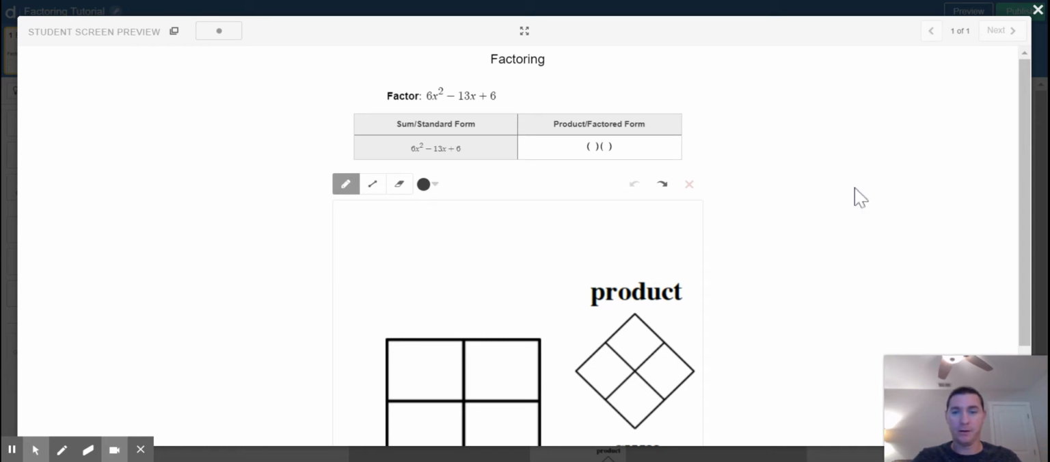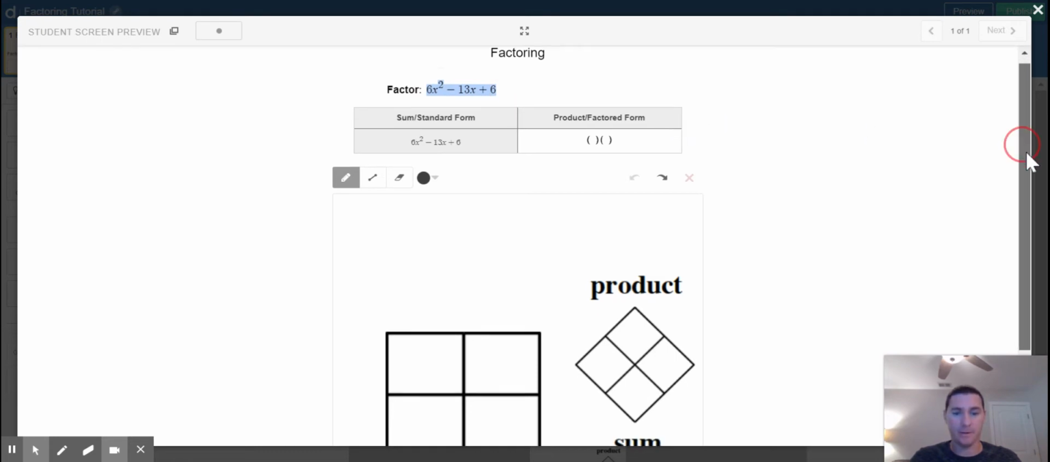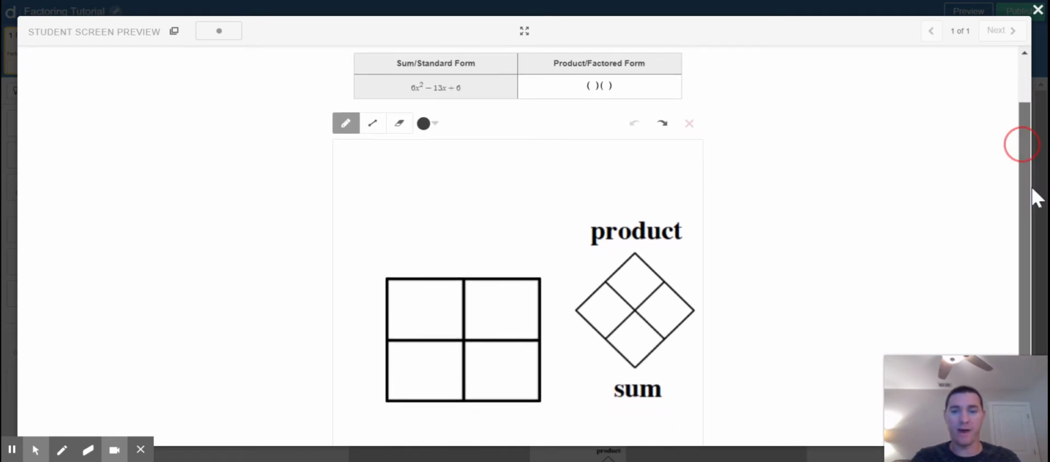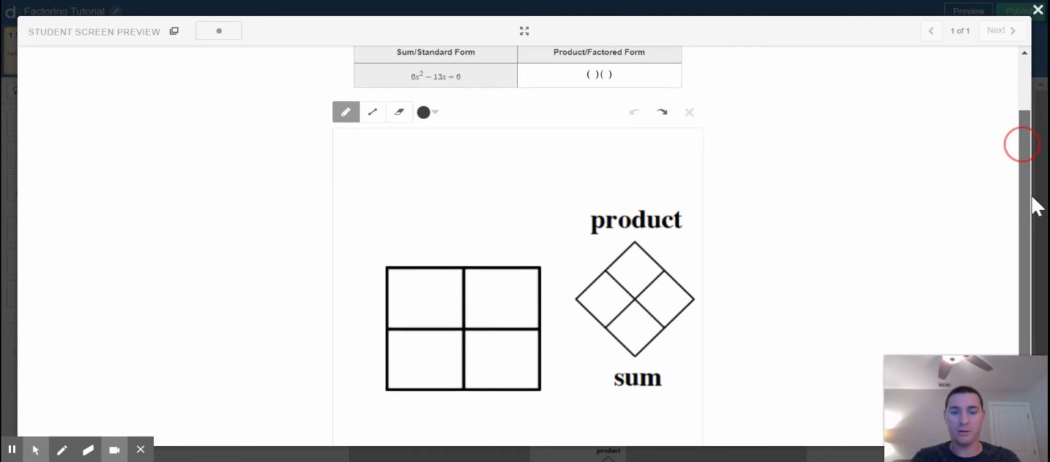All right, so here's our instructions. It tells us to factor 6x squared minus 13x plus 6. All right, here we go. We use our two tools when we factor. When we factor, we need an area model and this diamond problem.